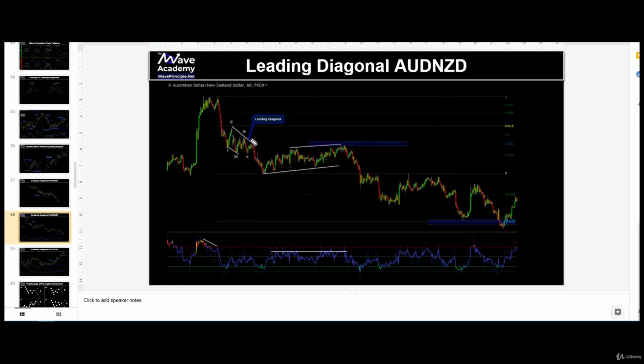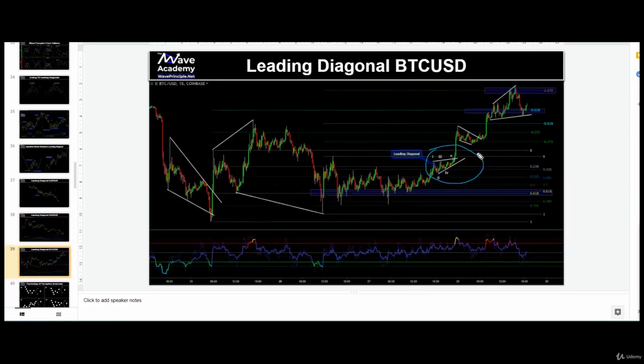Another example of a leading diagonal, you can see spotted here. It didn't turn around, but it made a new low, and after it did a 1, A, B, C to continue lower. At the beginning of Bitcoin's rush, it did multiple diagonals. It's very important to spot them.